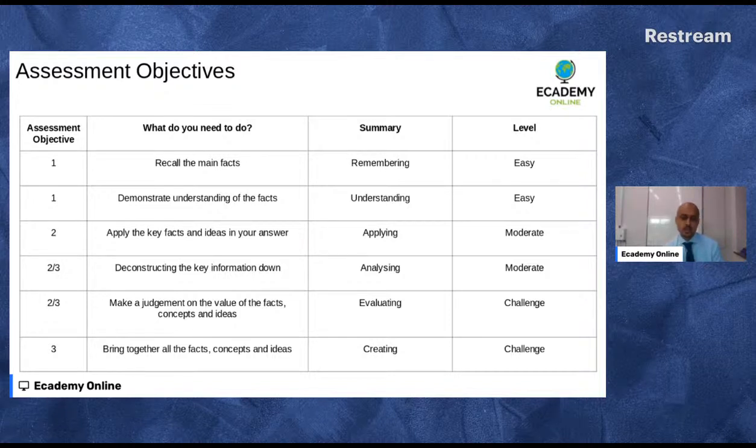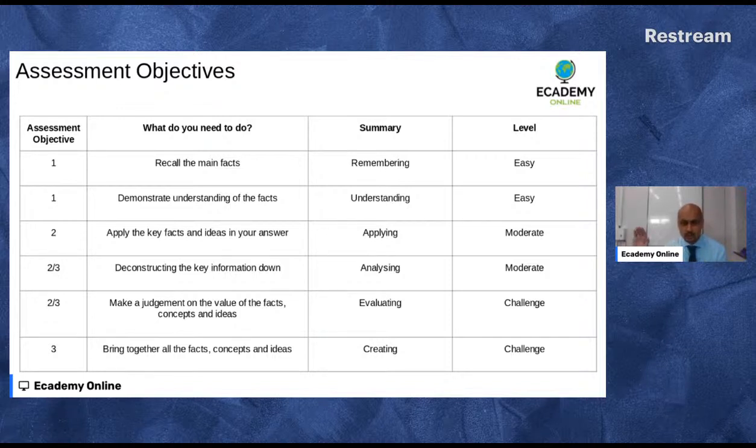Assessment objective 2 is where you apply the key facts and ideas in your answer. So you're applying the relevant information for the question that's being asked. And again, we're going to go on to looking at some examples in a minute. But remember that there is a gray area between assessment objective 2 and 3. So you may be asked to deconstruct the key information down in an assessment objective 2 question, or it might tie into a longer answer question for assessment objective 3. The same applies for making a judgment on the value of the facts and concepts and ideas. So again, it might be an evaluate question, you might get an 8-mark question, which will typically require you to use both assessment objective 2 and 3 level descriptors. Okay, so making sure that you understand the judgment on the value of the key facts, concepts, and ideas.